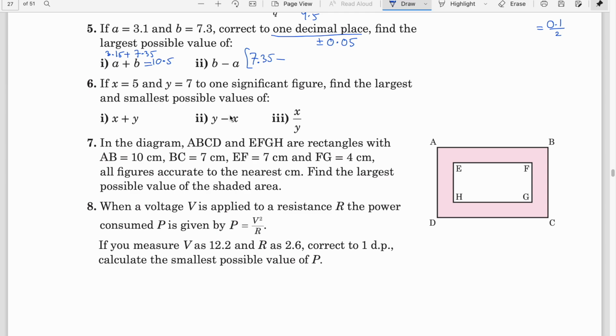How will we get the greatest difference between B minus A? Great, it will be greater when the value of B is larger and the value of A is smaller. So there will be more gap between them. So I'm writing the upper bound of B and I'm writing the lower bound of A.